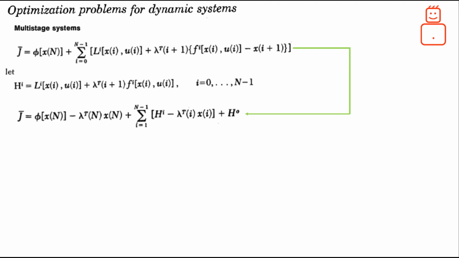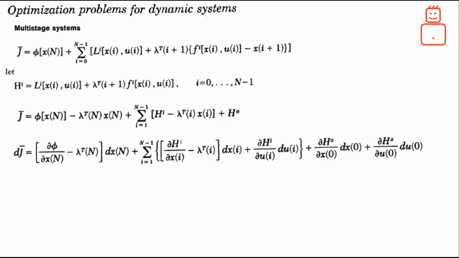Okay. Now, we are ready to derive conditions on computing optimal values for the control sequence vector u of i. The first step would be considering differential changes in the function J bar due to differential changes in the process states, as well as the applied control actions. This differential change can be formulated as shown.